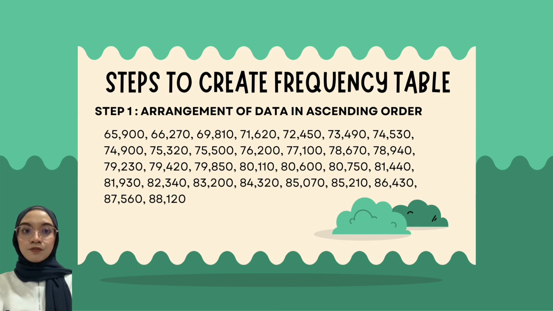Next is the steps for the frequency table. The process for building the frequency table involves several steps. First, we arrange the data, then determine the number of classes using the formula. Next, we calculate the class size and define the class range, such as 65,000 to 70,000. And finally, we count the number of days in each range to complete the table.